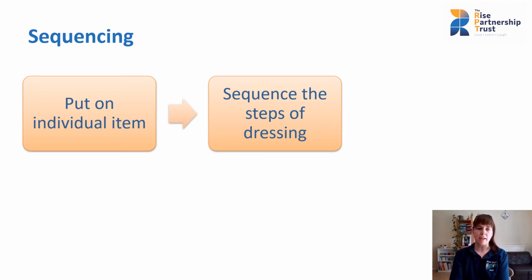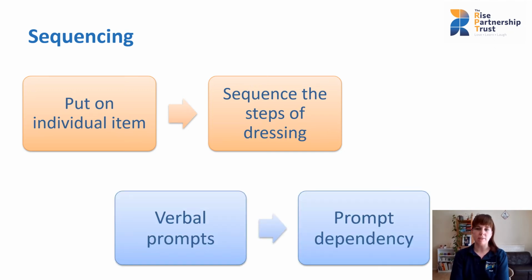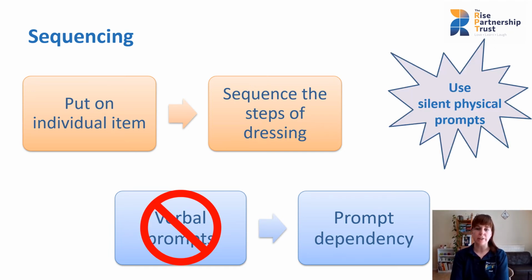Once children are independent in putting on individual items of clothes, again, we can often naturally want to give them verbal prompts to support them. "Now put on your shirt, next your trousers." But this can lead to prompt dependency. So therefore, we recommend not to use verbal prompts. Instead, use silent physical prompts, as these can be faded, as you saw in the videos.